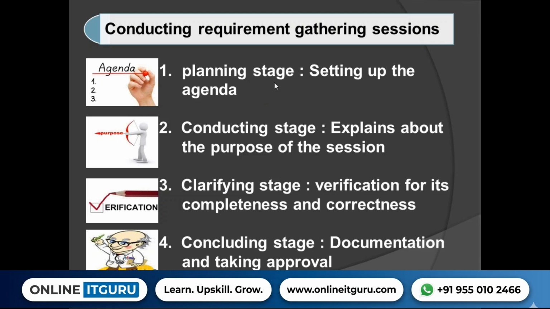Planning stage is nothing but in this we are going to identify the correct stakeholders and we are going to fix up the agenda. That means when we are going to start requirement gathering, at what time we are going to start, where is the place we are going to start. And after that, we are going to send emails and SMS alerts to the identified stakeholders.